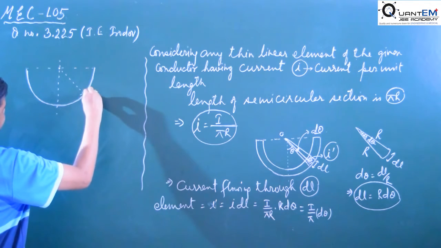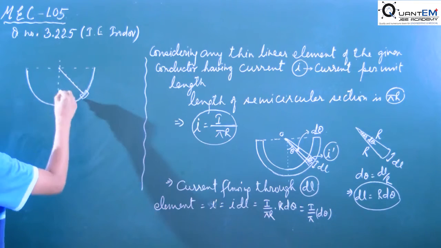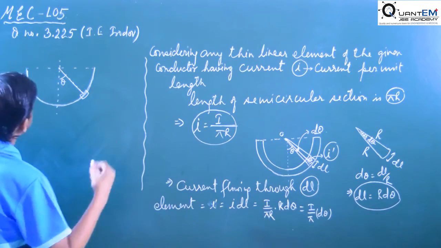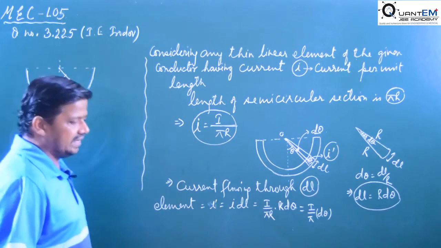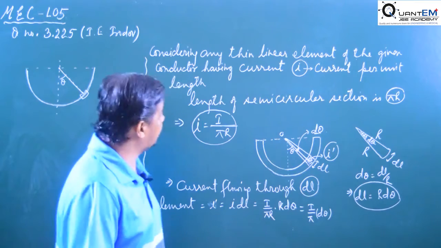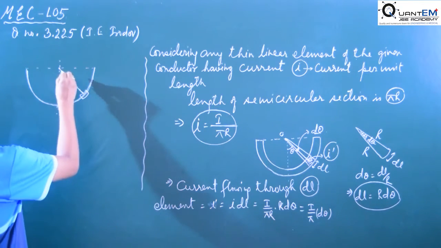We consider an element here of length dl. This angle we have theta. Current flowing here is I dash. What is the magnetic field intensity due to a linear conductor of infinite length? That is mu naught I by 2 pi r.